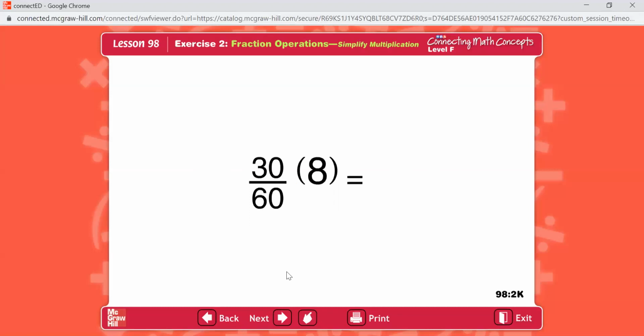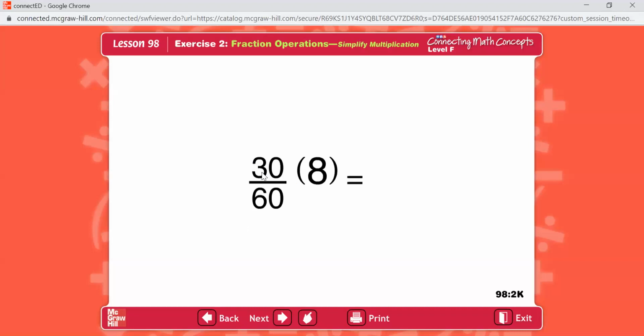So, to work the problem, first you would have crossed out these 2 zeros, giving you the new fraction 3/6. You can simplify 3/6 to 1/2. 3 divided by 3 is 1. 6 divided by 3 is 2. This 3/6, 3 is half of 6. So we know this can be reduced down to 1/2.